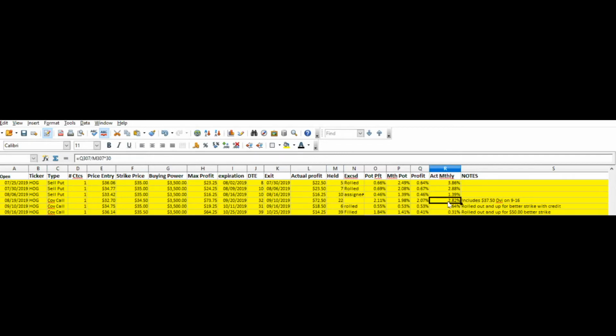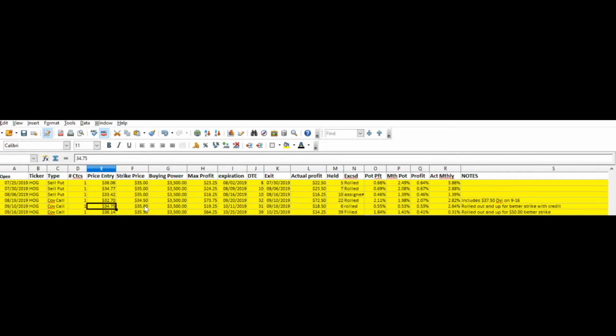That was 2.82%. That included also a dividend of $37.50 that was paid on 9/16. So that's why that was so high. Obviously, I rolled it there. I didn't write it, but it's obvious I did roll it. And so I rolled it on 9/10. You can see I exited. There's the entry.